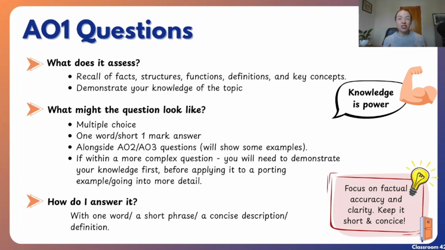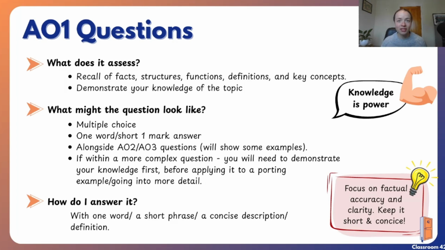And so usually for answering it, you don't need to be writing that much. You really don't. So often it will just be one word or that short phrase, a very concise description or definition. And honestly, the mark schemes are never that long. They just need you to give that exact key point. You need to be writing more potentially for your AO2 or AO3 marks, but for AO1 marks, really, you don't need to be spending that much time on them, and you don't have enough time in your exam to spend lots of time on them. So this is focusing on that factual accuracy and clarity, so you're really trying to keep it short and concise.